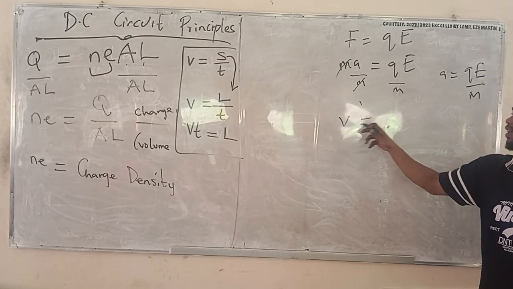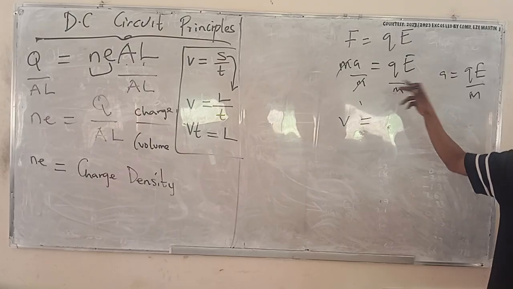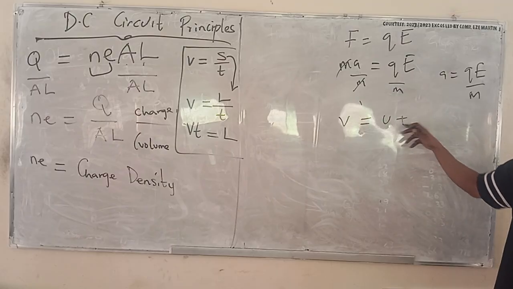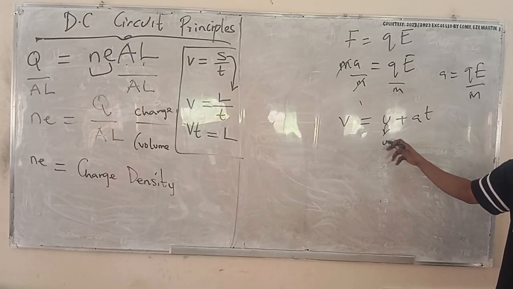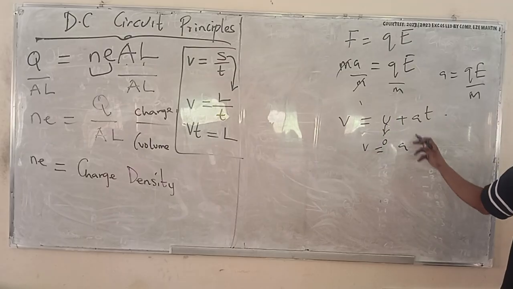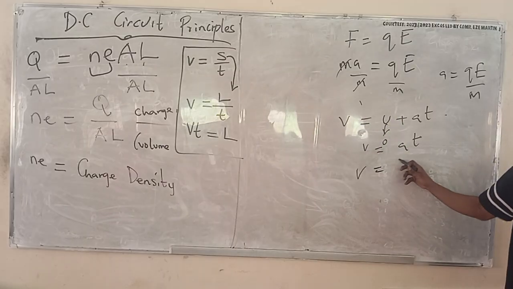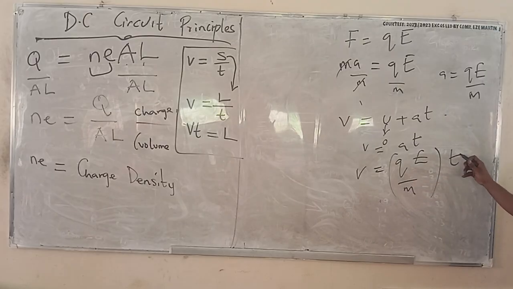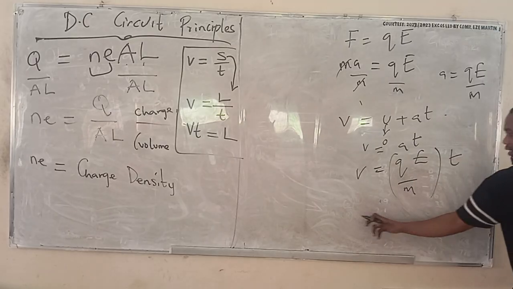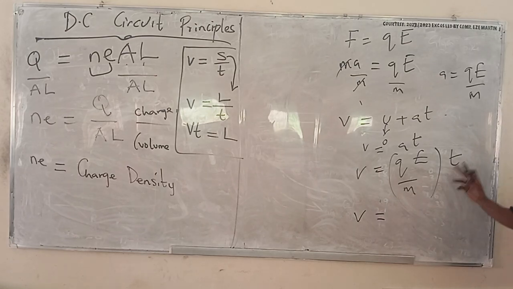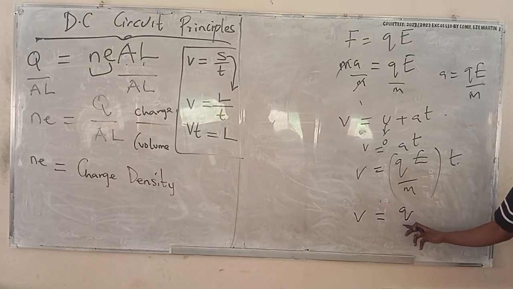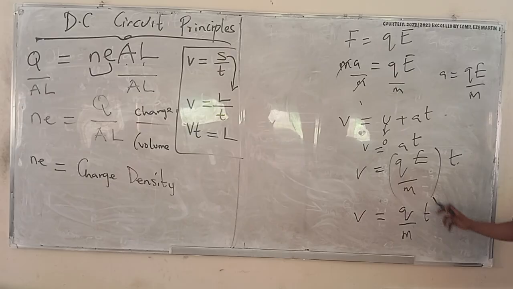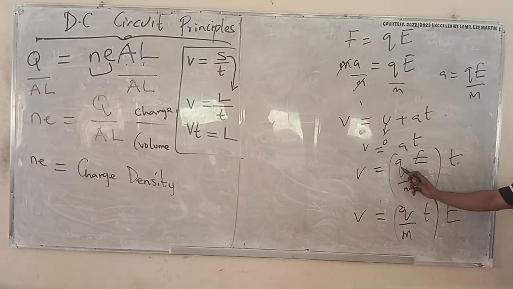Then we also did the velocity of motion of charge, that velocity is equal to U plus AT. Then when U is 0, V is just equal to AT. Do you remember? Then V equals QE over M times T. Then that V equals, let me carry this T and come here, Q over M times T, then times E. Do you agree? It is the same thing.